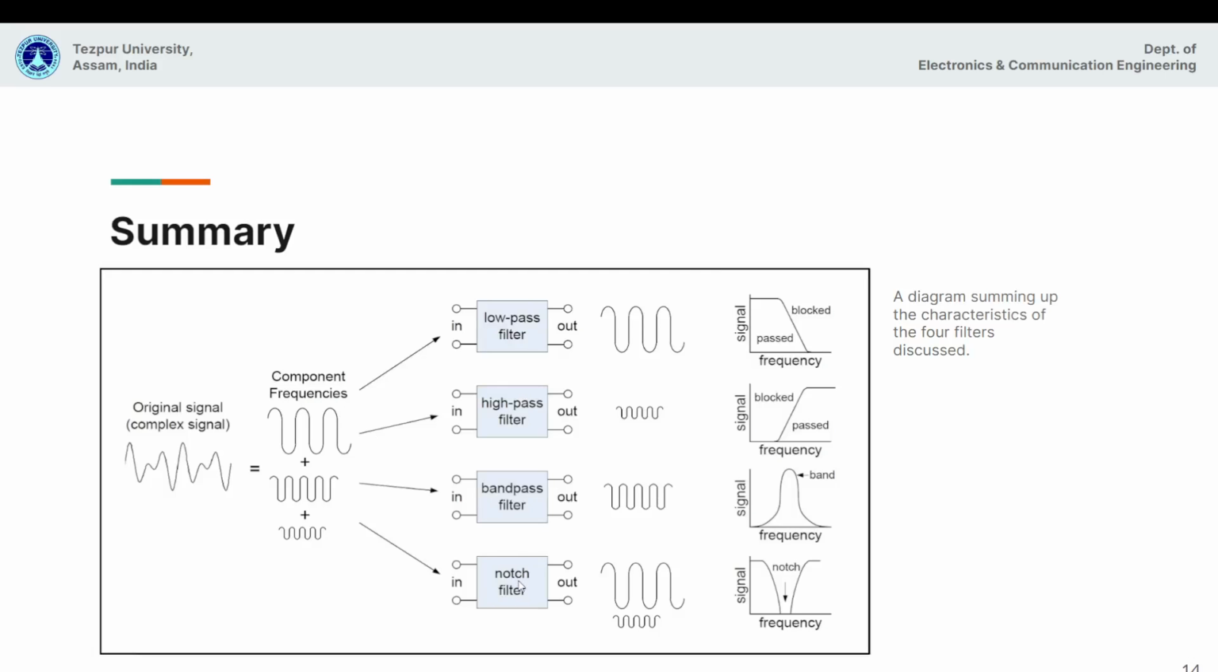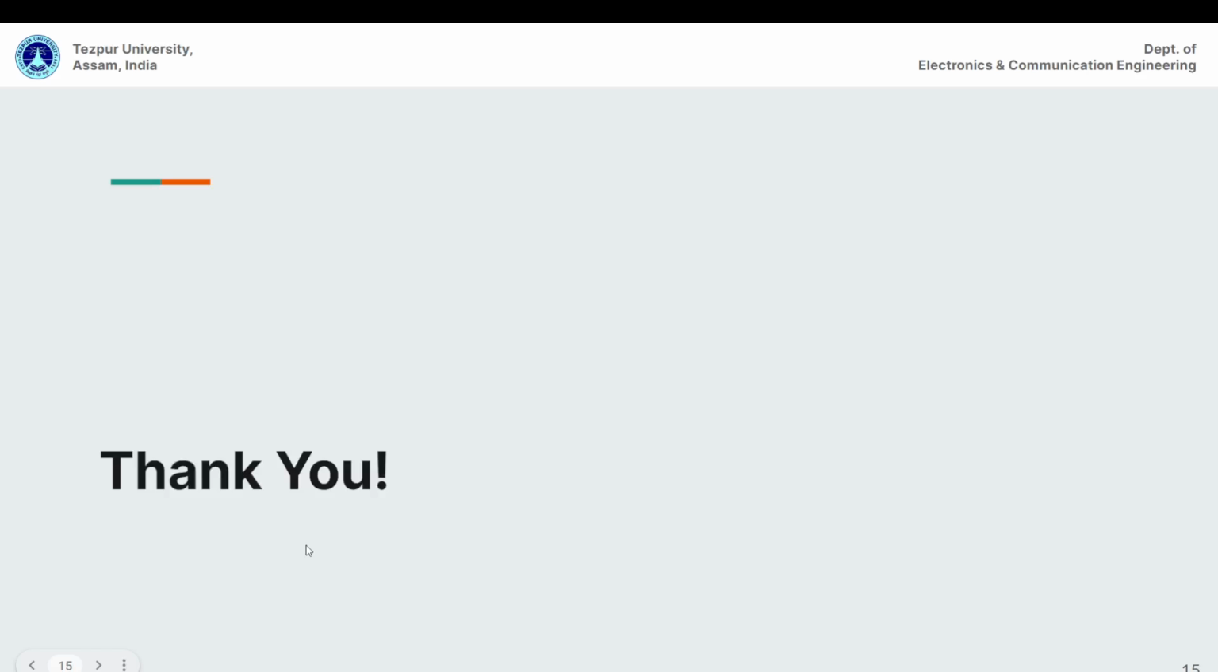And in the notch filter, it is eliminating a certain frequency. Here is this frequency, it is eliminated, while it is allowing the low frequency band and the higher frequency band to pass. And here is the end of the presentation.